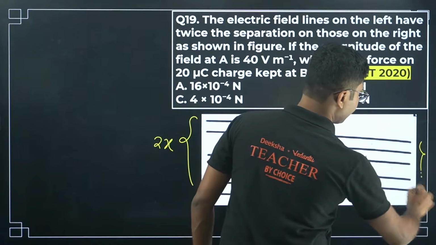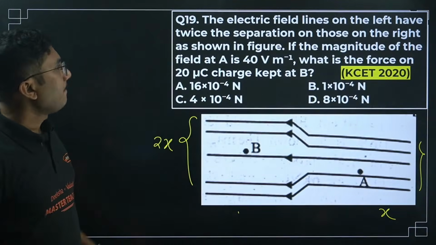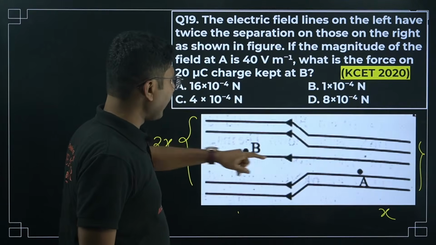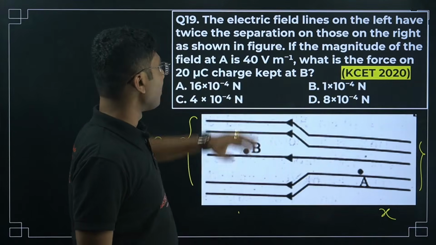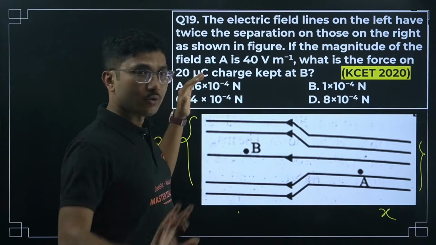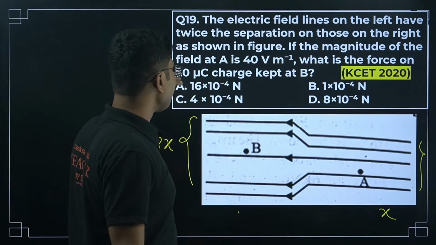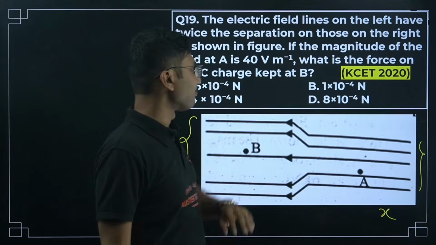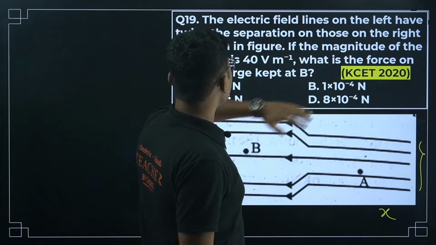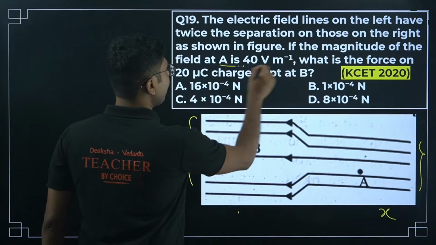Okay, so this separation is x. The magnitude of the field at point A is 40 volt per meter. What is the force on the 20 microcoulomb charge kept at B?